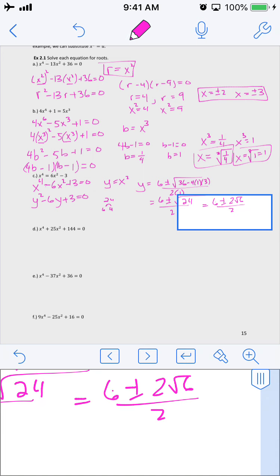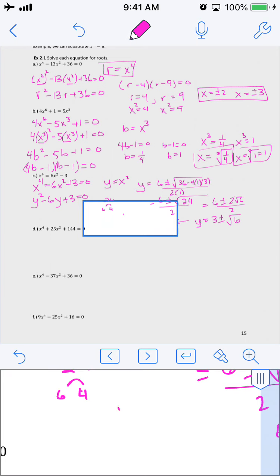And because of that, I can now divide these, and I get 3 plus or minus root 6. Not the prettiest. That's okay. Unfortunately, though, I was still asked about x, not y. And I'm bleeding into the next problem, so we'll go back a little bit. So I have to plug that in now. X squared is equal to 3 plus or minus root 6.